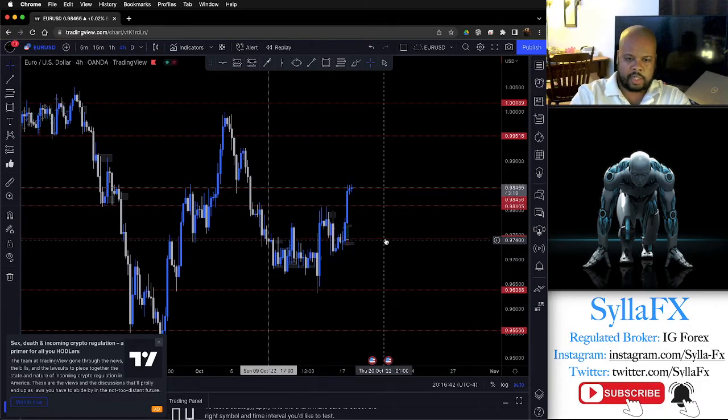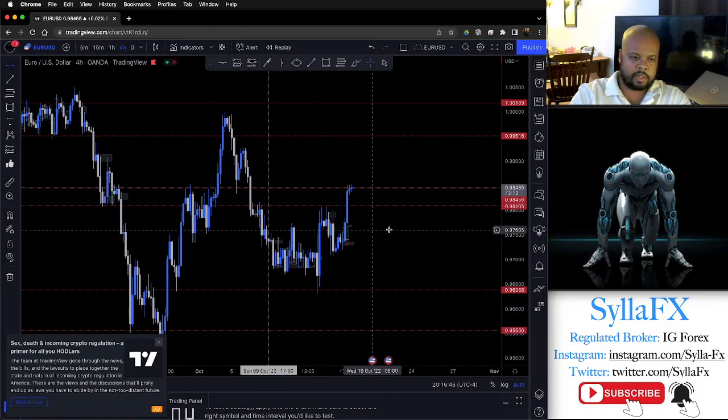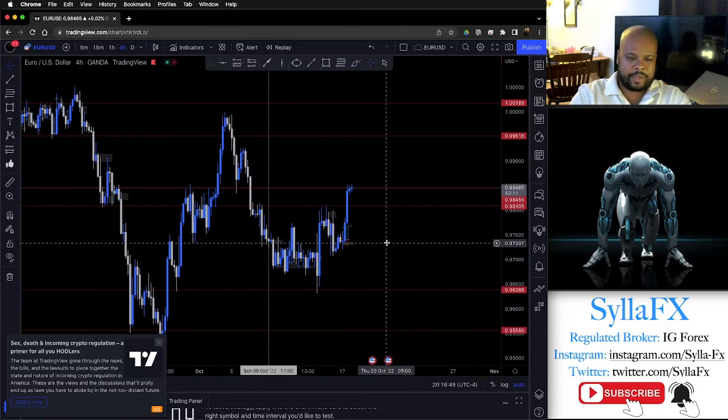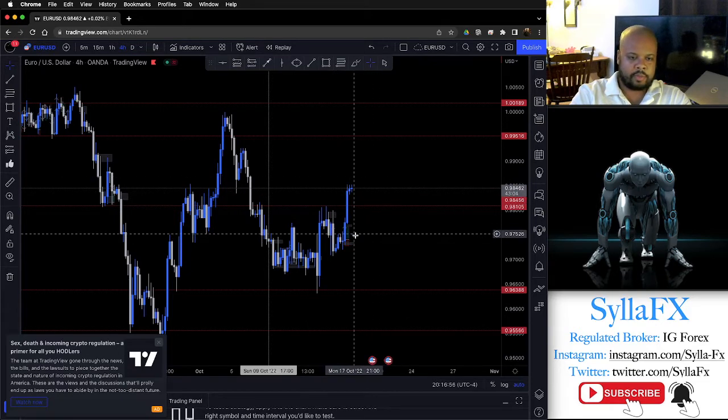So this is the actual level that I'm going to go ahead and remove at this point, because it doesn't seem to be holding up or being valid anymore. It may come into play in the future, but for now it doesn't seem to be holding up. It's just flying through up and down without any hesitation.